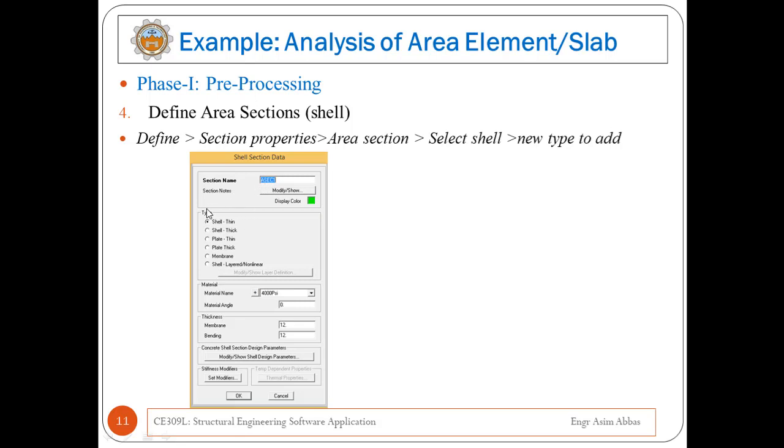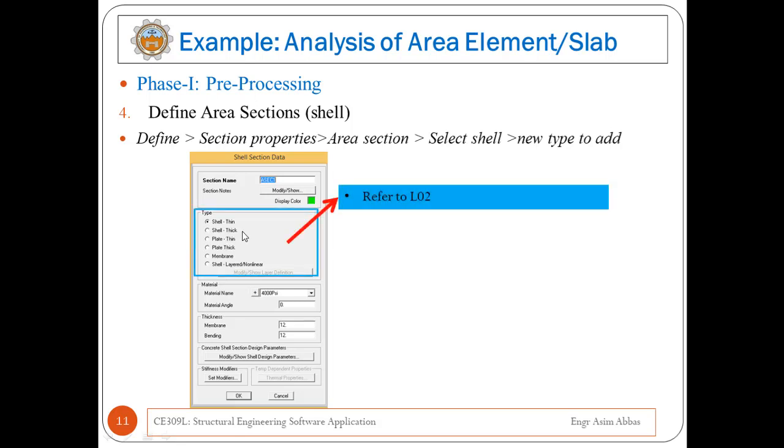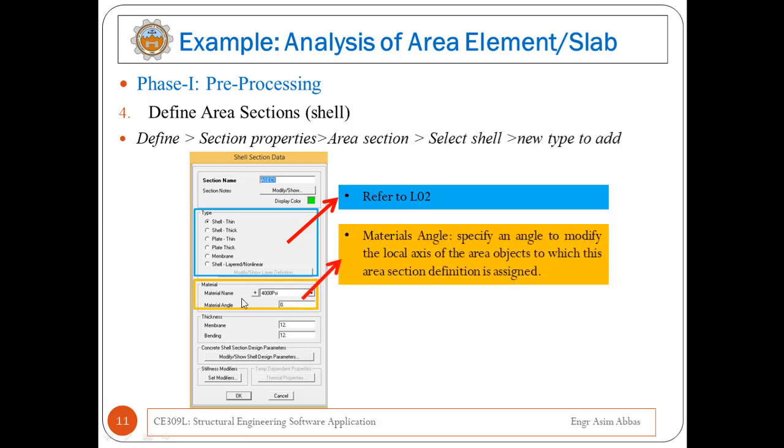Then the second option in this data form is the type of section. For the type of section, kindly refer to lecture number 2, where I have discussed all the different types of area sections. Then the material name is the material you import or add, which is defined in step number 3. And then the material angle. What is the material angle? It is the angle specified to modify the local axis of the area object to which this area section definition is assigned.